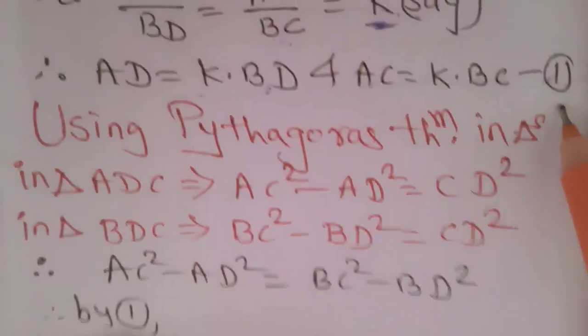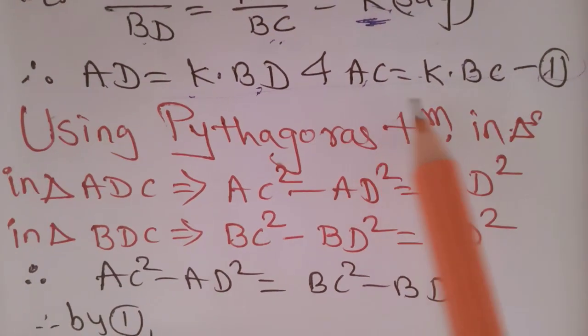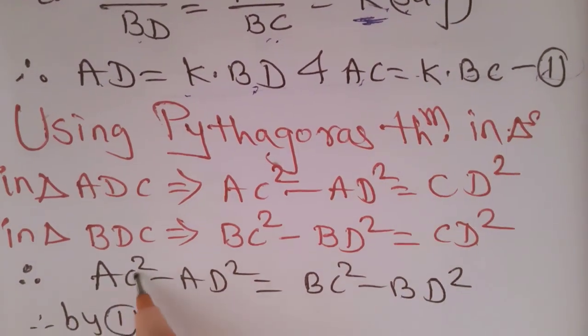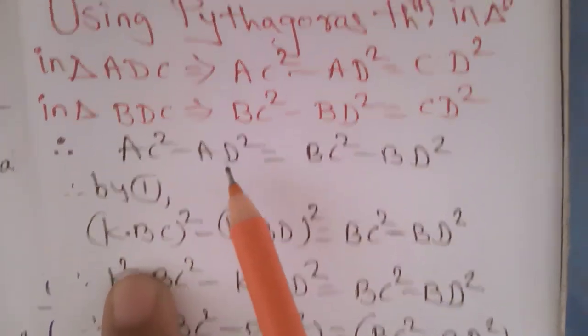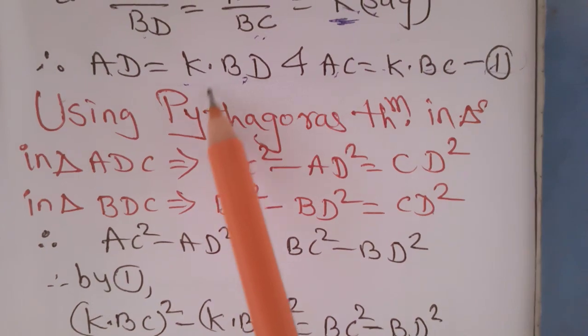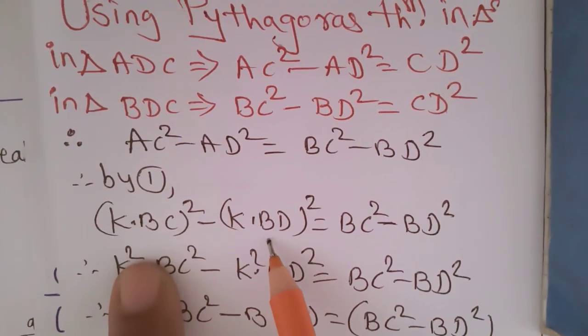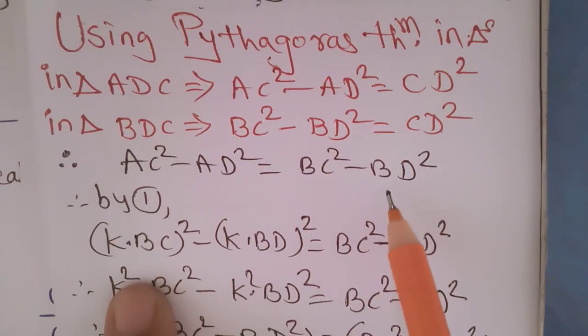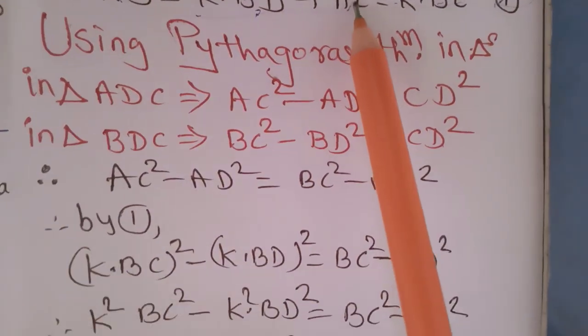Now, what does equation 1 tell us? AC value is equal to K into BC. Therefore, AC square is K into BC, whole square. Then, next is AD square. What is AD? K into BD. Therefore, in place of AD, I am writing K into BD whole square, equal to BC square minus BD square, because BC and BD values are not given here.